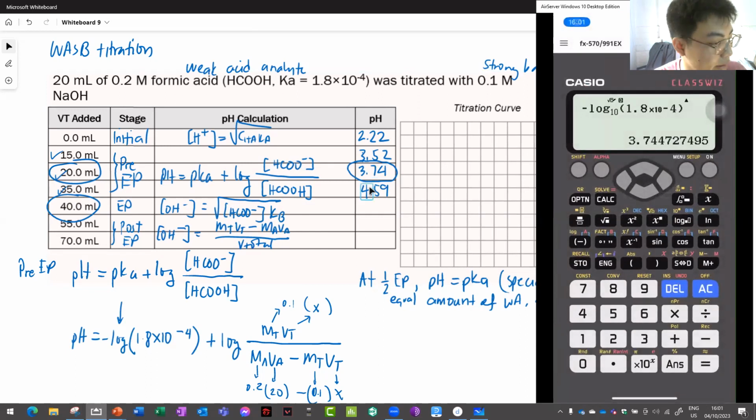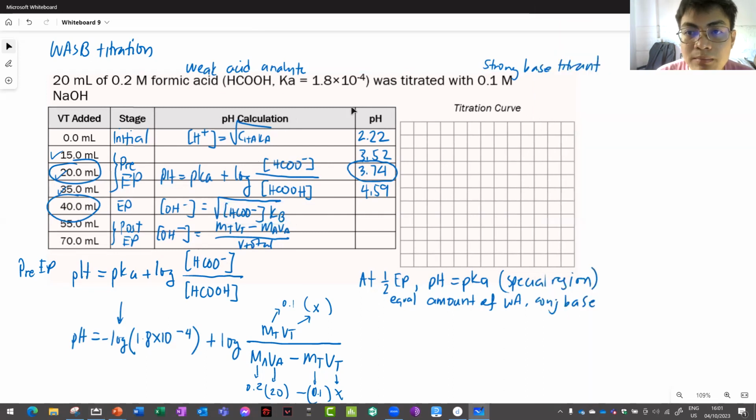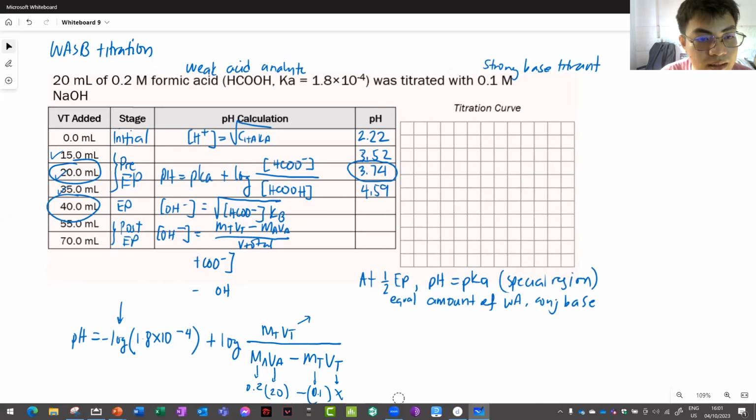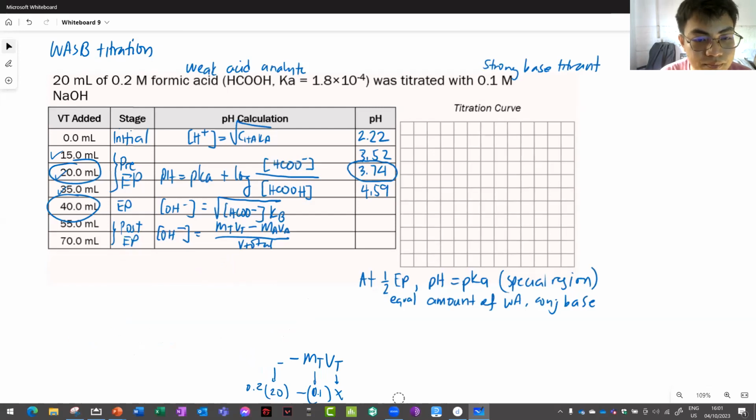Okay, so for the equivalence point naman, ito yung equation natin. OH equals square root of the concentration of the conjugate base times Kb. So let me erase everything muna dito. Erase ko lang tong pre-equivalence kasi wala na akong space. Okay, so at equivalence point, gawin natin yan.